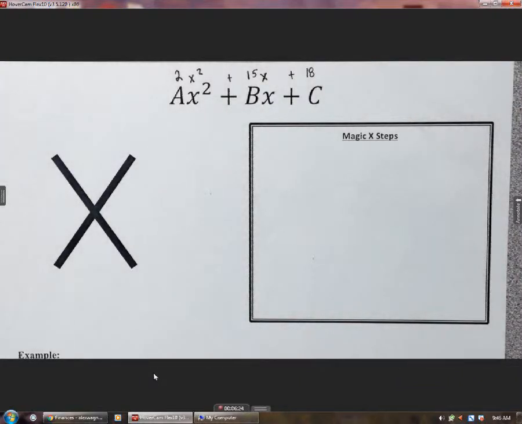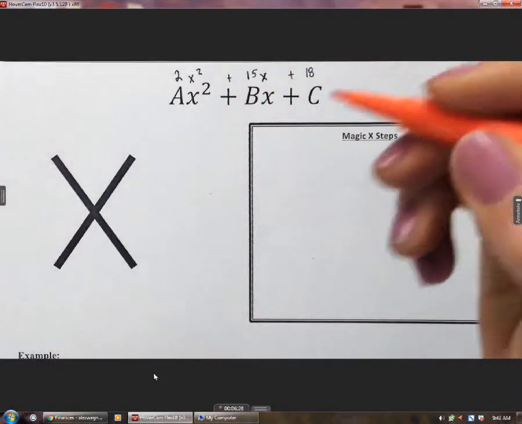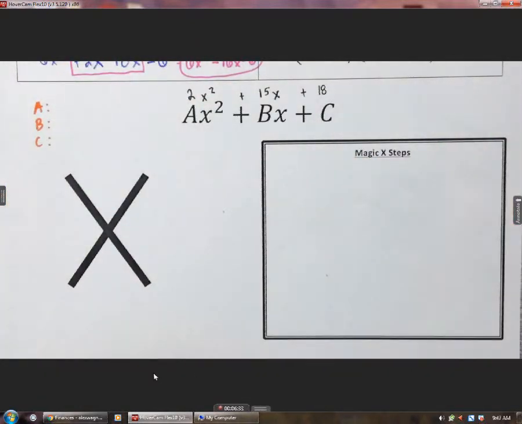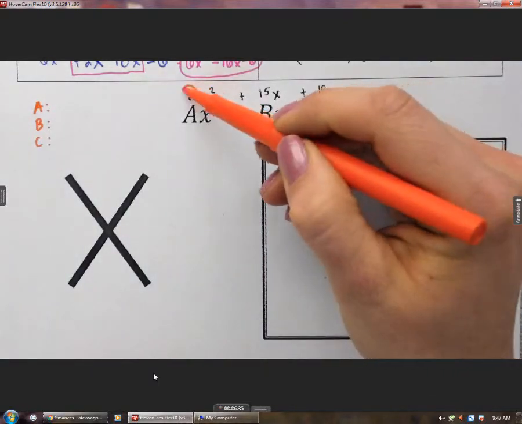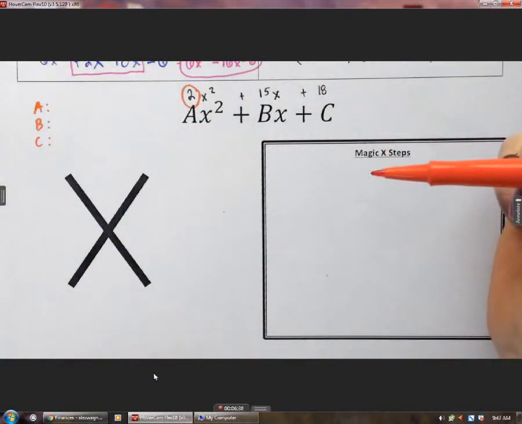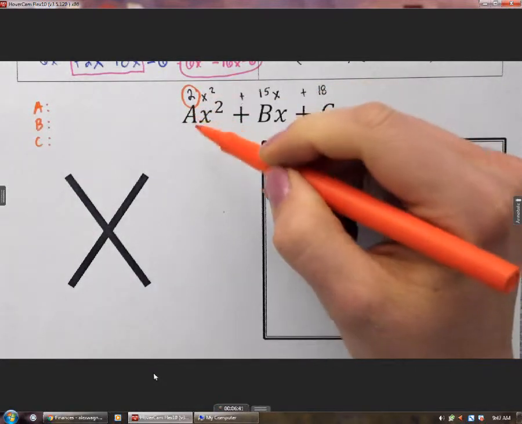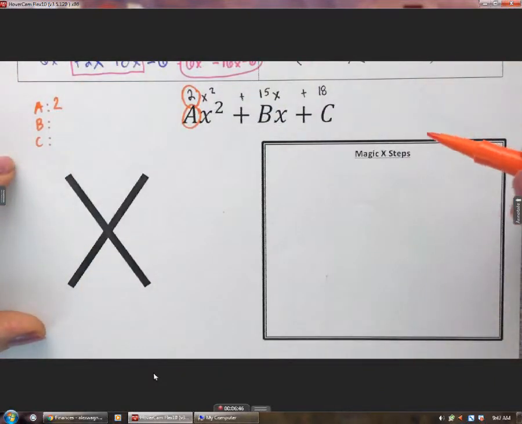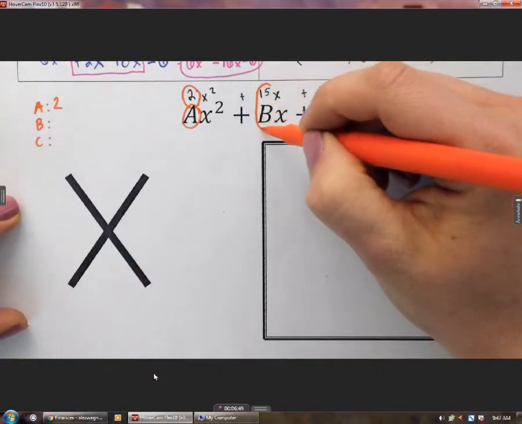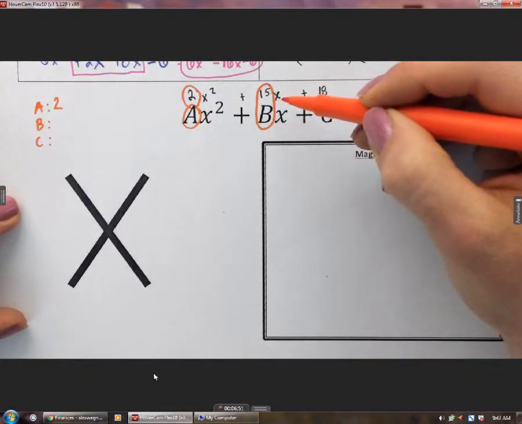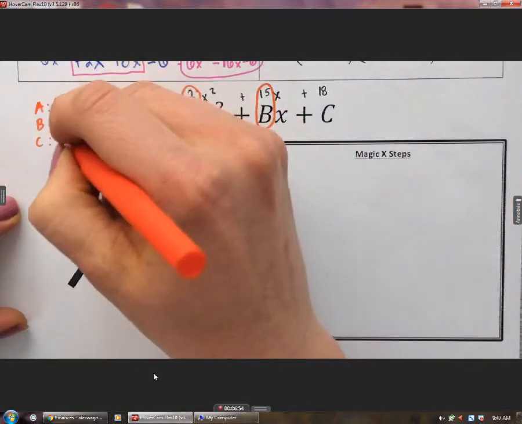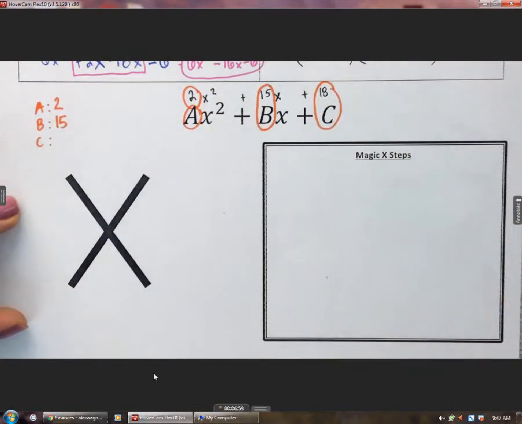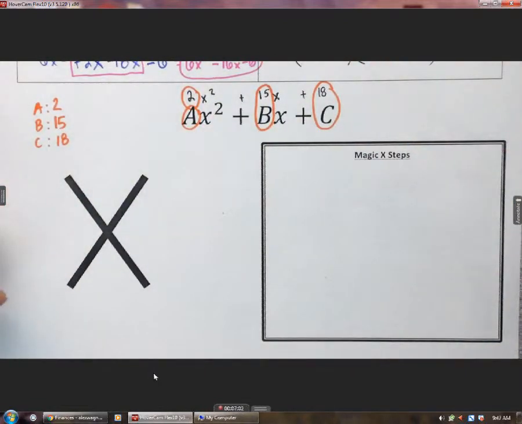So if I'm trying to identify what the A, B, and C are, what's my A value? It is 2. It's not 2x, it's not 2x squared, it's just 2. It's just the coefficient, the number in front of the x squared. So A is 2. What's B? 15, same thing. It's not 15x, it's just 15, the coefficient. And what's C? 18. It's just the plain old number at the end. Okay, so far so good, right?